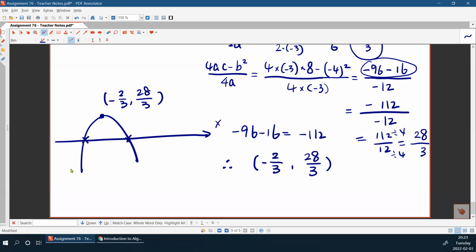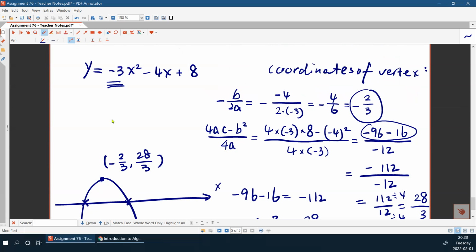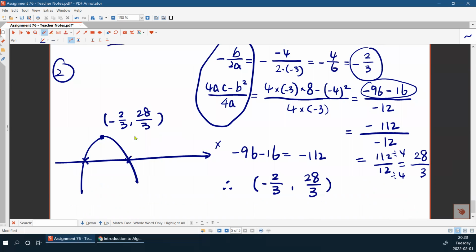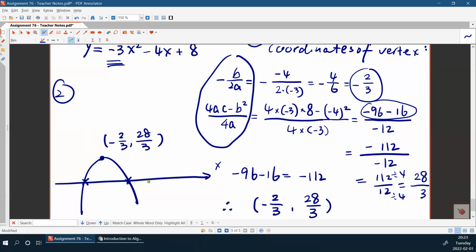Okay, so this is what I want to illustrate. If you want to only have the coordinates of the vertex, you can use this method, right? Follow me? Okay, so this is takeaway number 1. And takeaway number 2 is if you want to quickly check whether it has 2 or 1 or 0 roots, you can sketch the vertex first, and then according to the direction of the curve find whether it will have 2 or 1 or 0 roots. Understand?